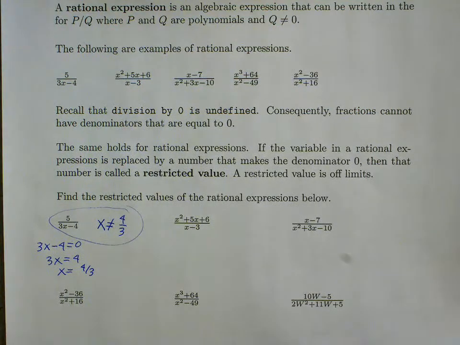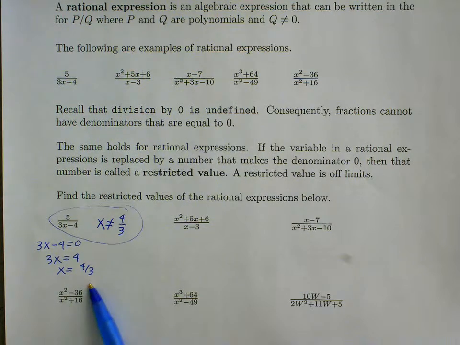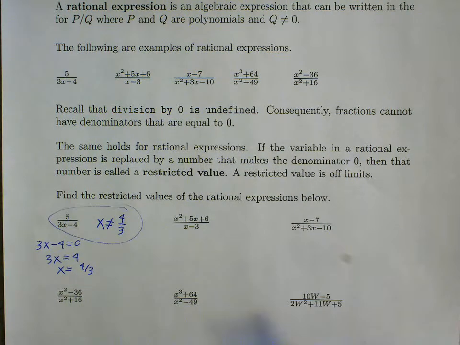Just to clear up any questions that you might have, when we found the restricted value, we just said the restricted value is 4/3. But equivalently, we can say for this rational expression, x is not equal to 4/3. We're saying two things that are equivalent, just in a different way.